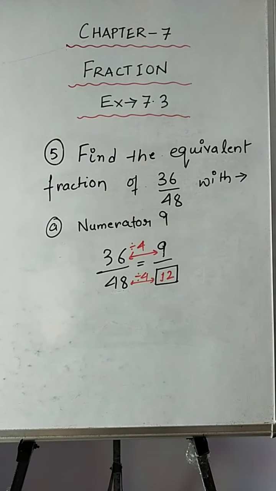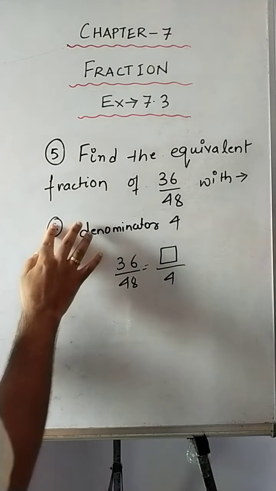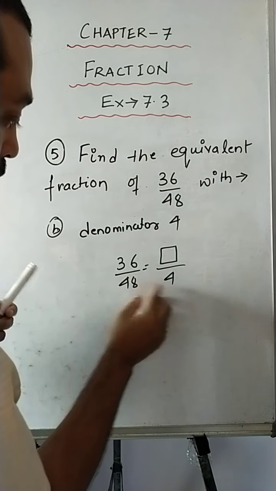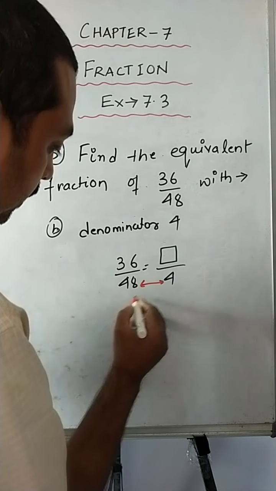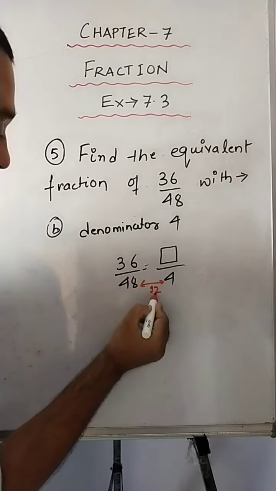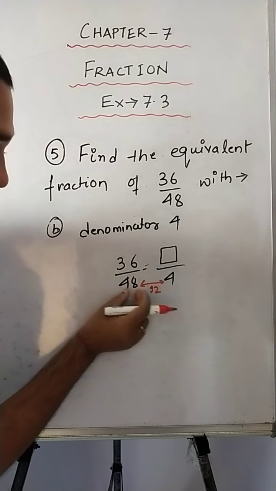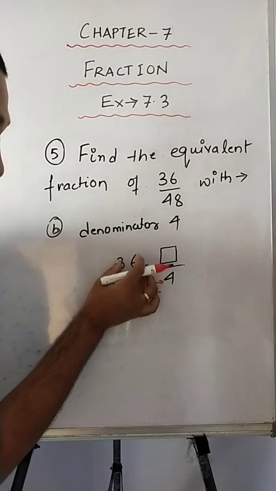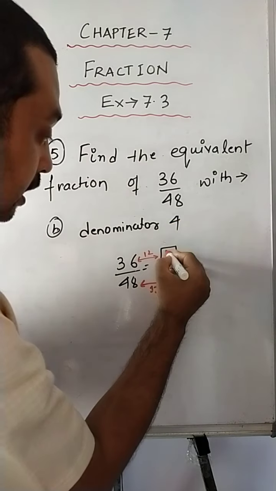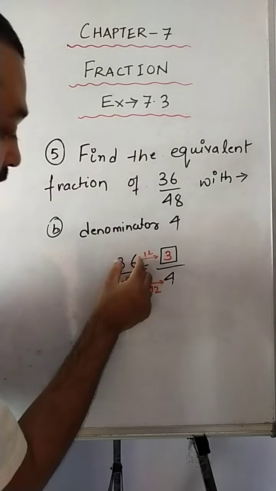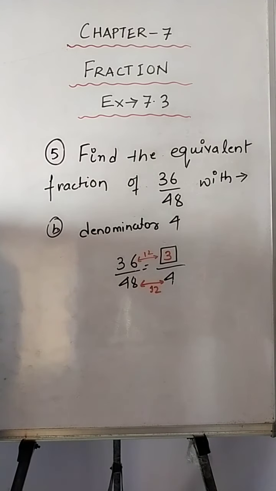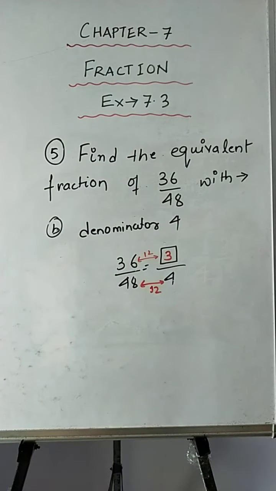Now we'll go to sum number B. The same thing we'll do with sum number B also. This time the denominator is given, 4. So we have to see the relation. If I divide 48 by 4, the answer is 12. That means 48 divided by 12 is 4. That means we are dividing this number by 12. The same thing we'll do with the numerator also. We'll divide this number by 12. So 36 divided by 12 is what? 3. Absolutely. So the equivalent fraction of 36 by 48 is 3 upon 4. Fine. So this is how you have to do this, and these sums are very, very important, students.